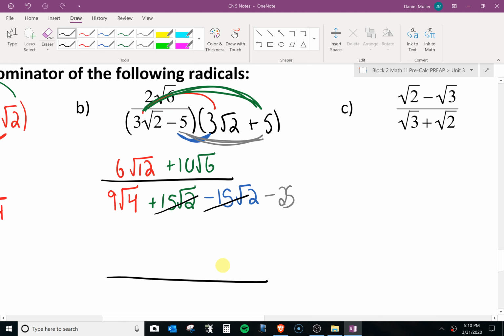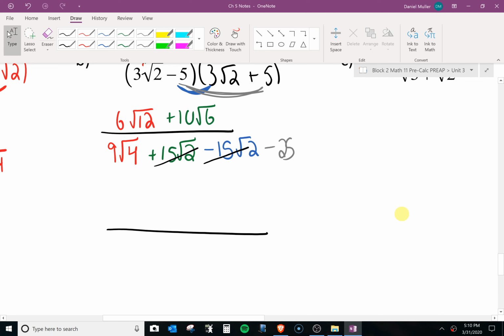So on the bottom here, we have 9, square root of 4 is just a 2, minus 25. On the top, however, we've got a 10 root 6 on the right. Now 6 can't be broken up. It goes to a 3 and a 2. That's it, there's no pairs.